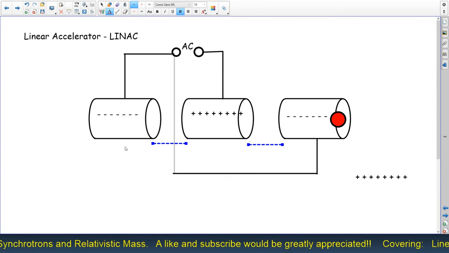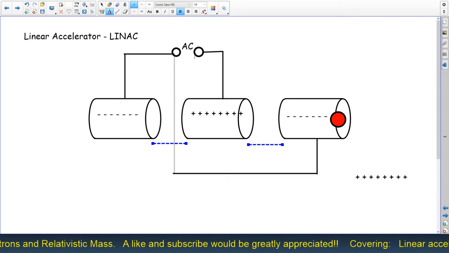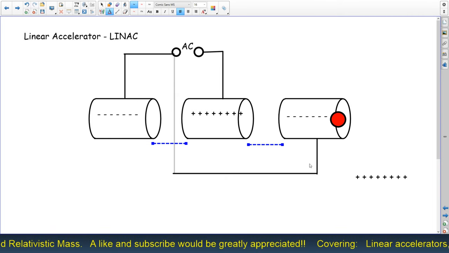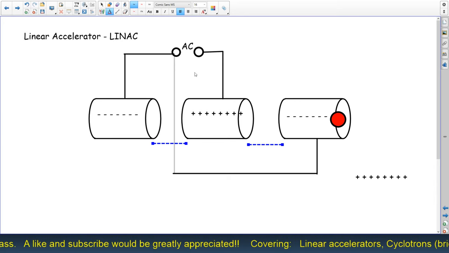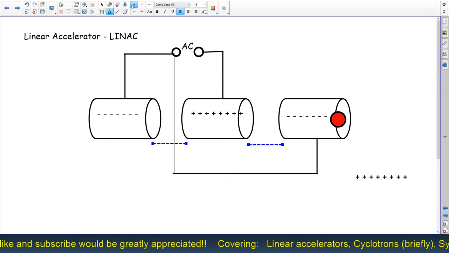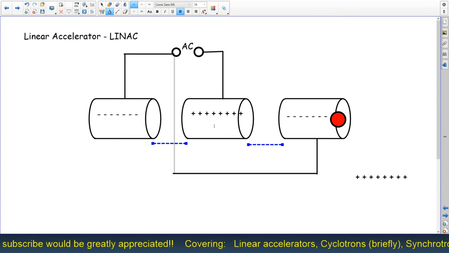Is that okay? So far, so good. So we get acceleration as it travels between these two gaps because there is a difference in charge. In fact, there's a difference in voltage. There is a potential difference.